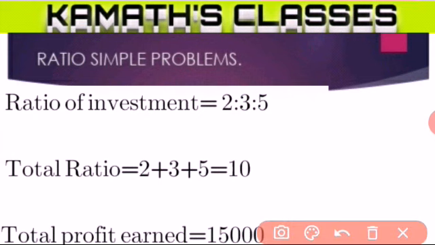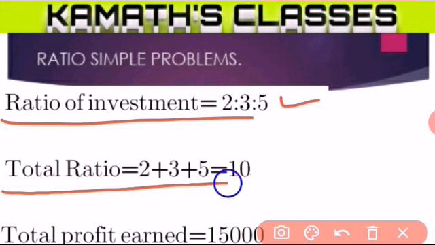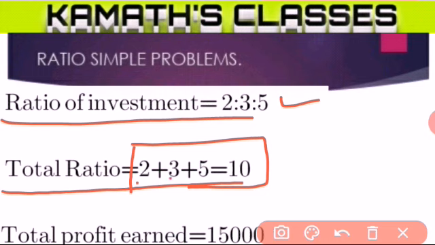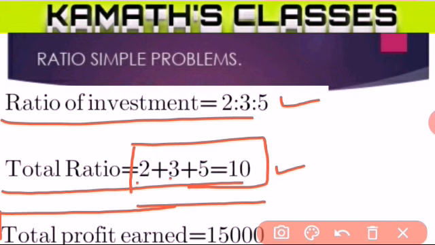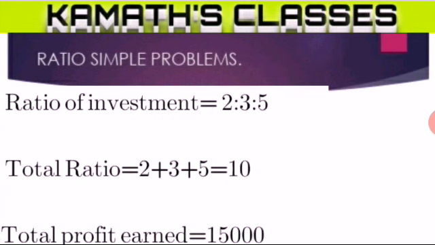So what is the ratio of investment? First of all, let us consider the ratio of investment. That is 2 is to 3 is to 5. Total ratio means you have to add all the ratios, that is 2 plus 3 plus 5 will be 10. Total profit earned is 15,000 rupees.